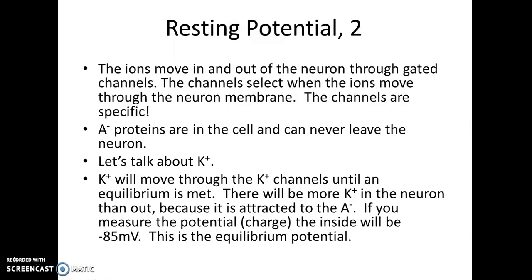So let's first talk about potassium, because potassium and sodium are the major ions that we're going to focus our attention on. Potassium will move through the potassium channels until an equilibrium is met, right? You're not going to have all the potassium move in, because by diffusion they'll move in and out until they have an equal concentration. Now, some of the potassiums are attracted to the A minus. So if we measure the charge potential inside and outside, it's going to be negative 85 millivolts, and that's called an equilibrium potential. That's when the potassium reaches equilibrium.